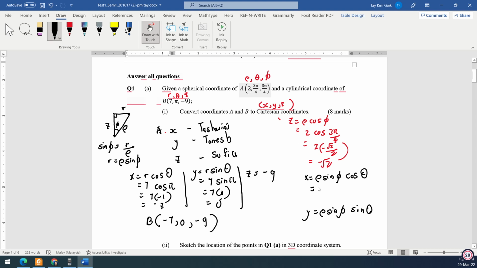Rho given here is 2, phi is 3 pi over 4, theta is 3 pi over 4. Cos of 3 pi over 4, since this is in the second quadrant, should be root 2 over 2, but in the second quadrant cos is negative, so -root 2 over 2. So x should be -1.